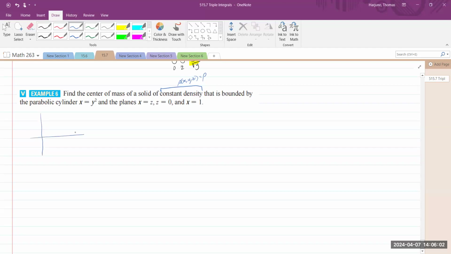The solid is bounded by the parabolic cylinder x equals y squared, and the planes x equals z, z equals 0, and x equals 1. Let's try to imagine what it looks like. z equals 0 is easy, that's the xy plane. x equals 1, if this is x here, then it is bounded by x equals 1. So that's what it looks like on the xy plane, but then by the plane x equals z.